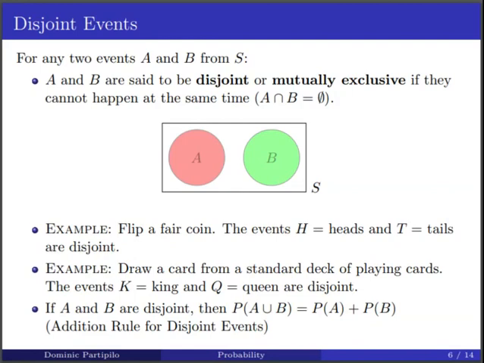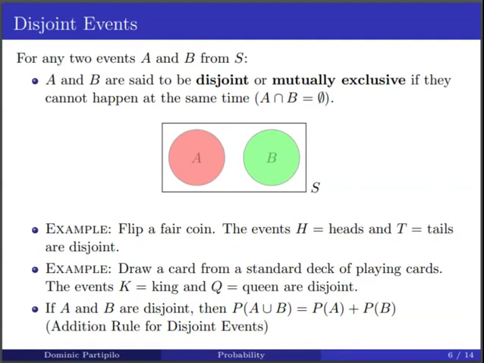And here's an illustration of that. We have the event A and the event B. If you want to think of this as heads and tails, you can do that. But basically, what we're saying here is that these two events from our sample space S don't have an intersection, which means they can't happen at the same time. And that's how we know they're disjoint.